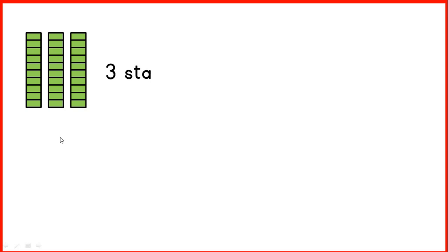One stack of 10, two stacks of 10 and three stack of 10. Now there are three stack of 10. 1 ten, 2 tens and then 3 tens. Okay, 3 tens mean 30. 3 stack of 10 means 30.